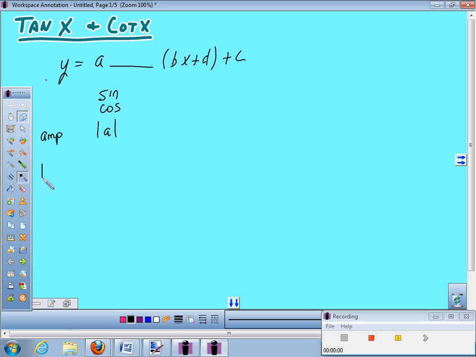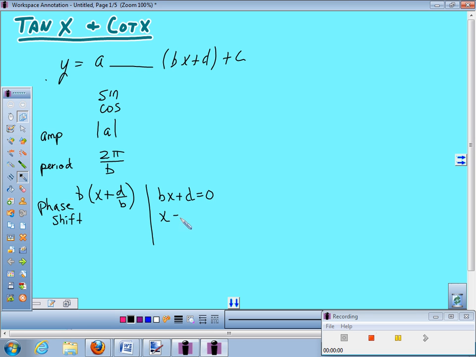Absolute value of it. How do you find the period? It's 2 pi over b. How do you find the phase shift? If you've memorized negative d over b, or you can pull the b out of the quantity, that's one way. Or you can set it equal to 0 and solve it. There's like a bazillion ways to do this, whichever one you like best. I don't care. And then lastly, vertical shift is what? C. It is C. Okay.